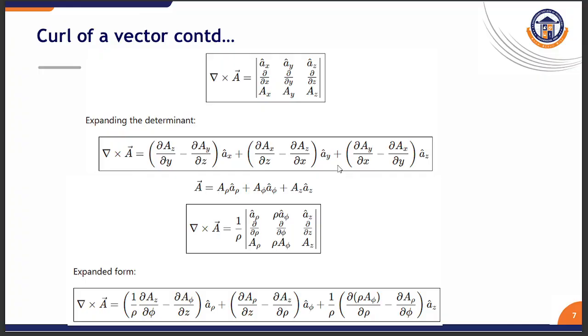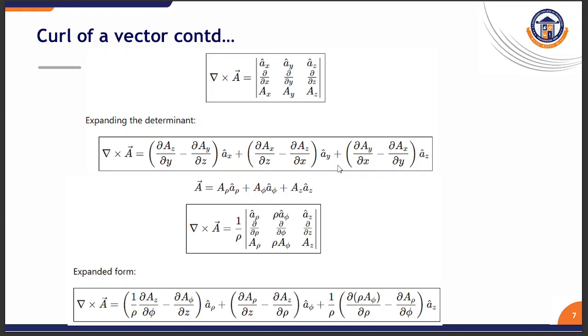So in Cartesian coordinate system, the curl of a vector A is expressed using a determinant involving unit vectors, that is ax vector, ay vector and az vector, and the partial derivatives like dou by dou x, dou by dou y, dou by dou z, and vector components like ax, ay and az. So each component of the curl corresponds to the rotation in a plane perpendicular to that axis.